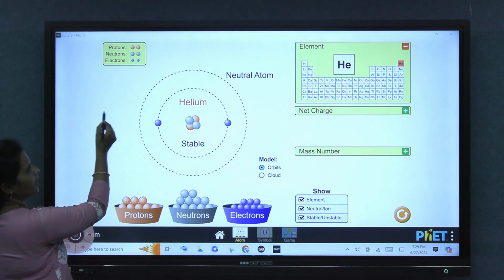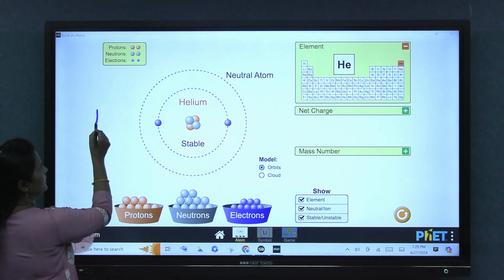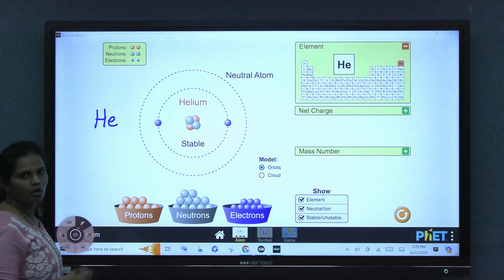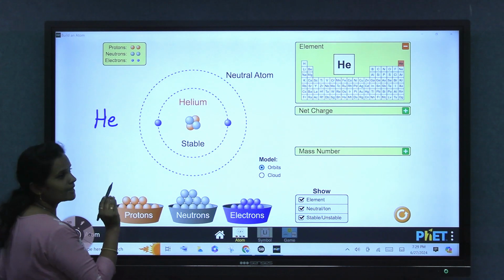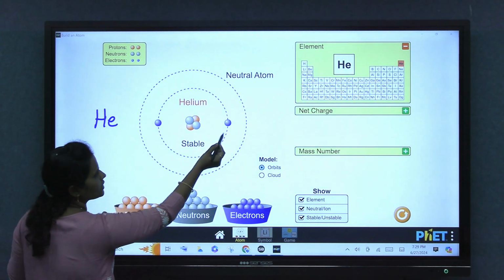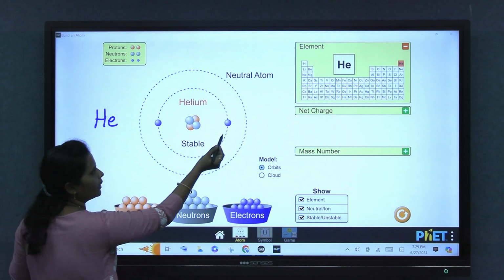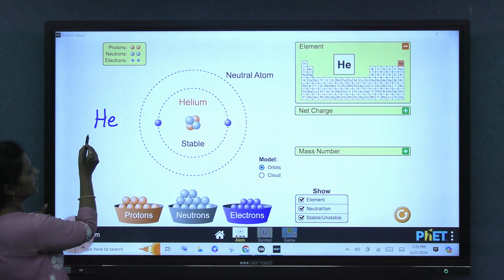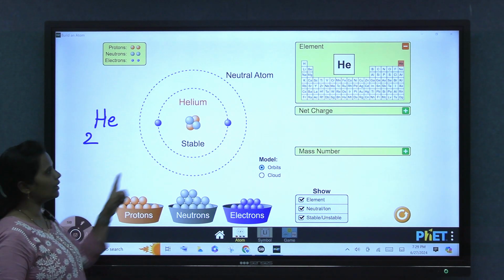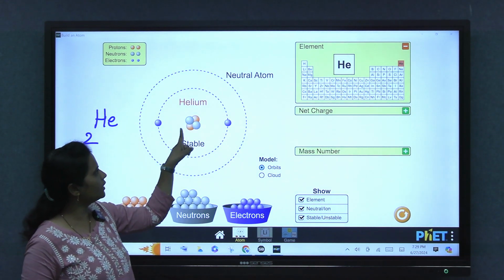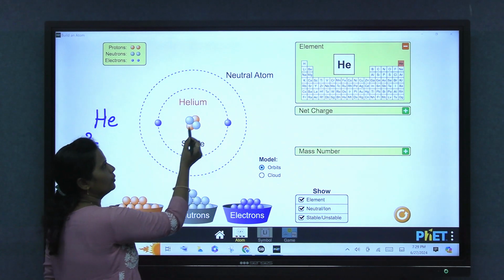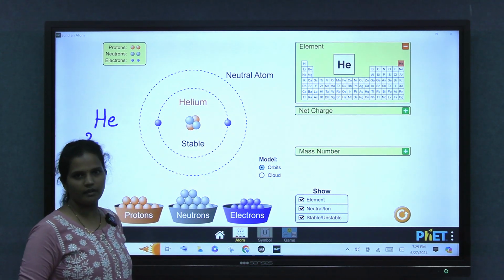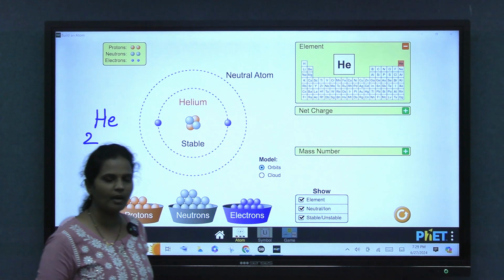What is the symbol of that element? He is the symbol of helium. Now what is the atomic number? How many protons or electrons are present? 2 electrons and 2 protons are present, so the atomic number will be 2. Coming to the mass number, how many protons and neutrons are present? 2 protons, 2 neutrons.